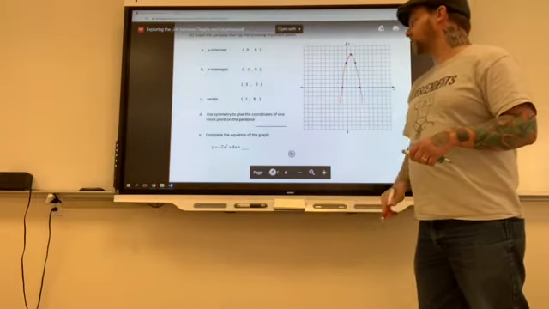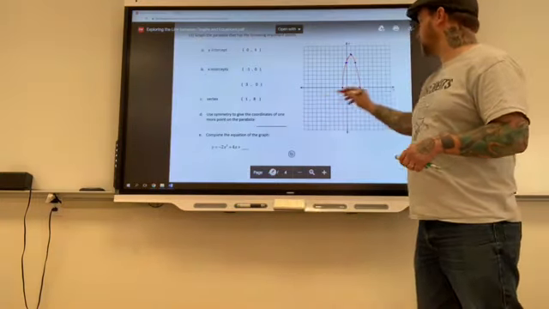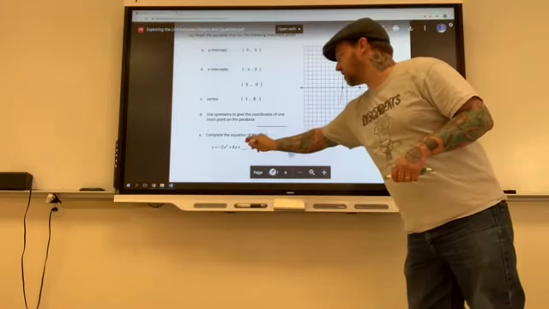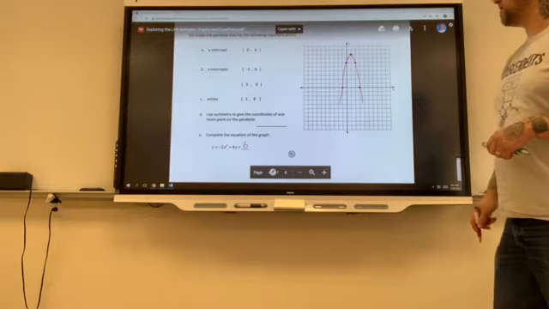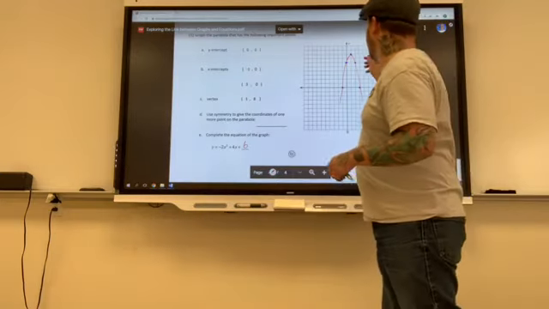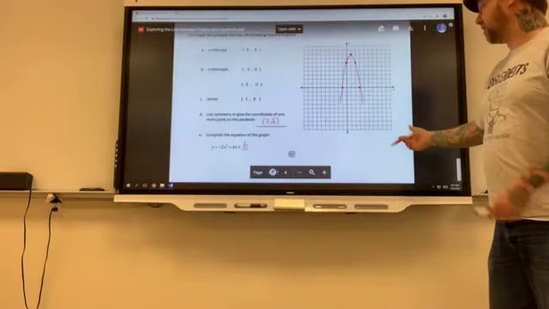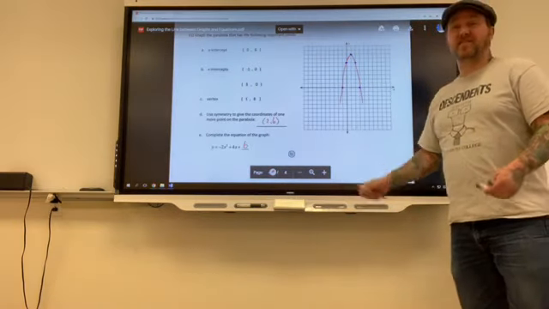Complete the equation of the graph. -2x squared plus 4x plus 6. And there it is. This point was what? (2, 6). And we got it. And that's it.